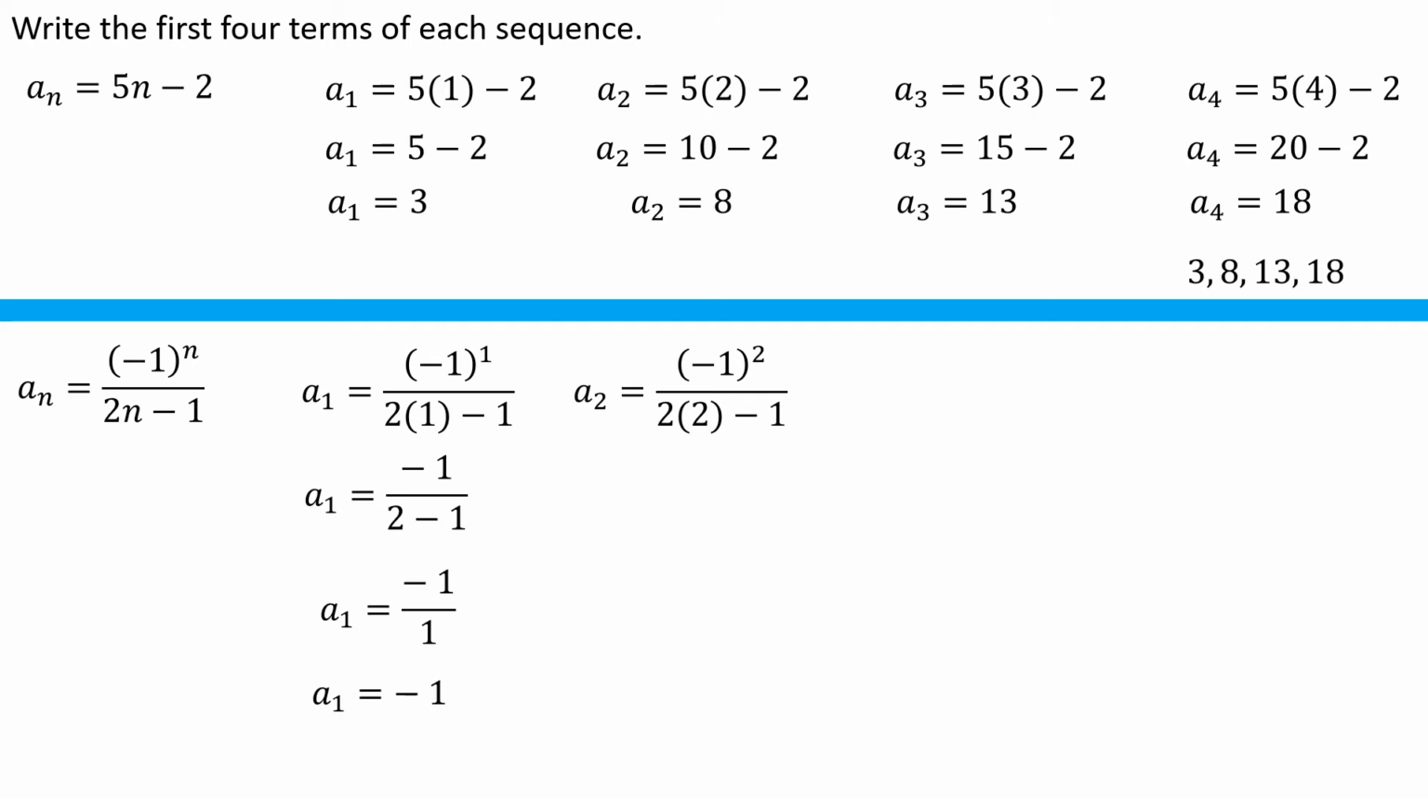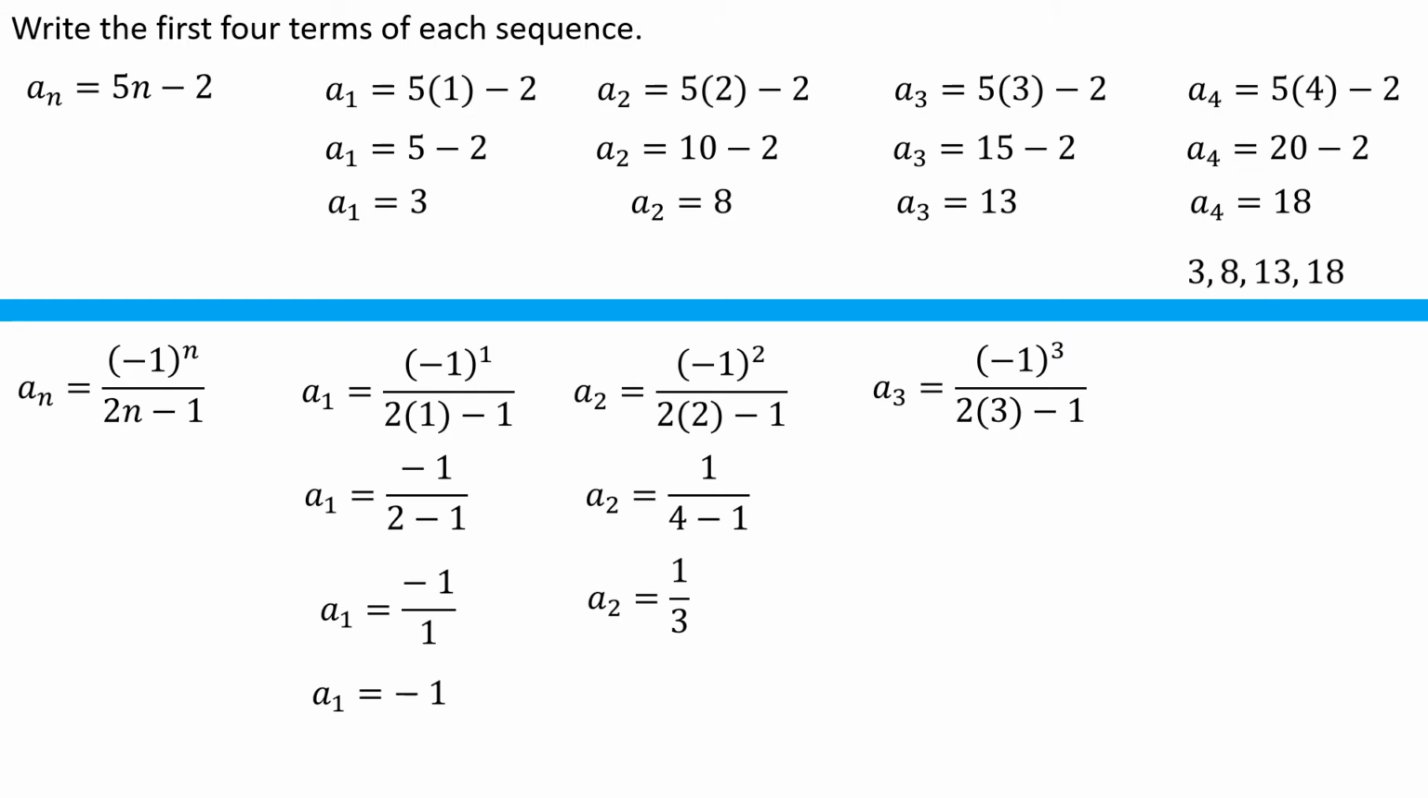Let's find the next one. Any place I have an n, I got to replace it with a 2. Now the numerator, also known as the top of the fraction, -1 squared, well, -1 times -1 is +1. And then the denominator, the bottom, 2 times 2 is 4. 4 take away 1, of course, is 3. 1 over 3, can't do anything with it. That's as simple as it goes. Let's go to the next one.